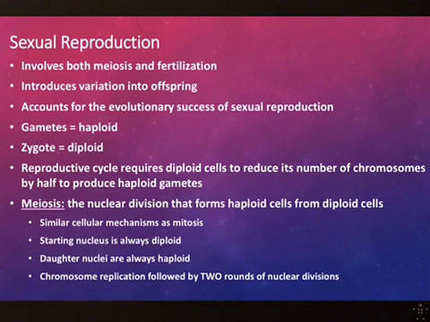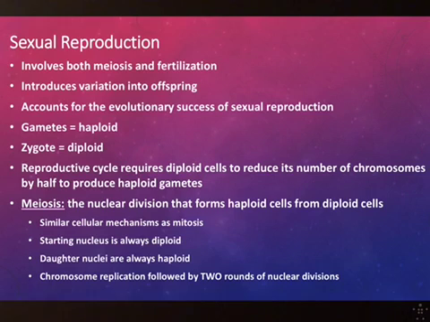A reproductive cycle requires diploid cells to reduce their number of chromosomes by half in order to produce the haploid gametes. This process of reducing a diploid to a haploid is called meiosis. It's very similar to mitosis. It uses the same cellular mechanisms.